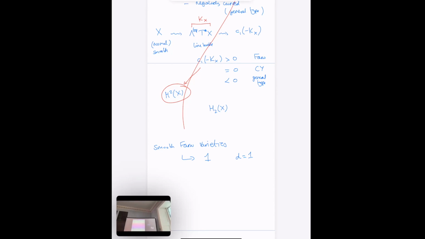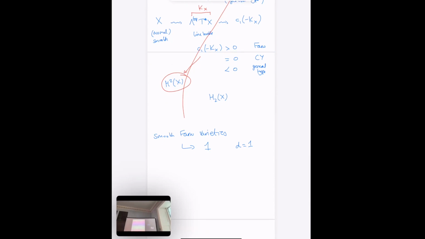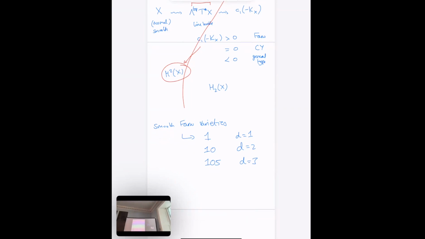So, okay, there's one Fano variety which is smooth in dimension 1. There are 10 smooth Fano varieties in dimension 2. These are the Del Pezzo surfaces. And there are 105 smooth Fano varieties in dimension 3. That follows from this quite beautiful work by Mori and Mukai in the late 80s and early 90s. It's applying Mori's theory of minimal models to work out that there are, in fact, only 105 smooth Fano threefolds.